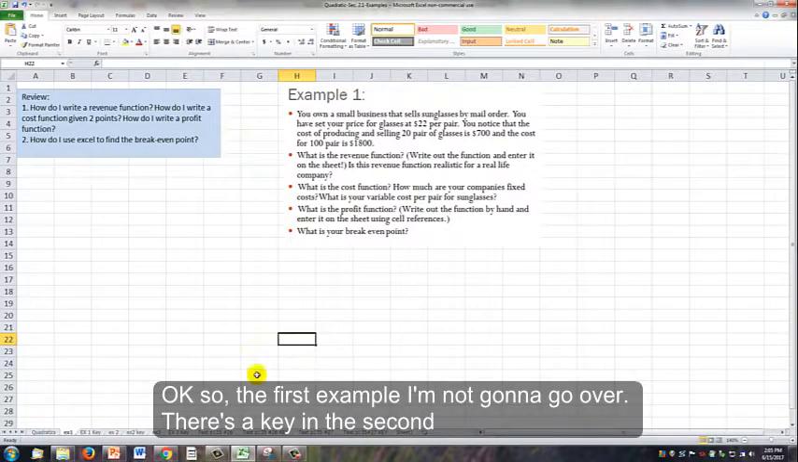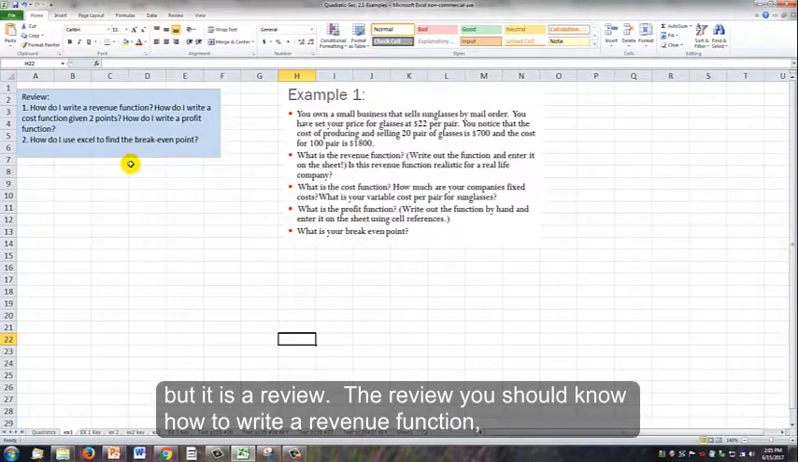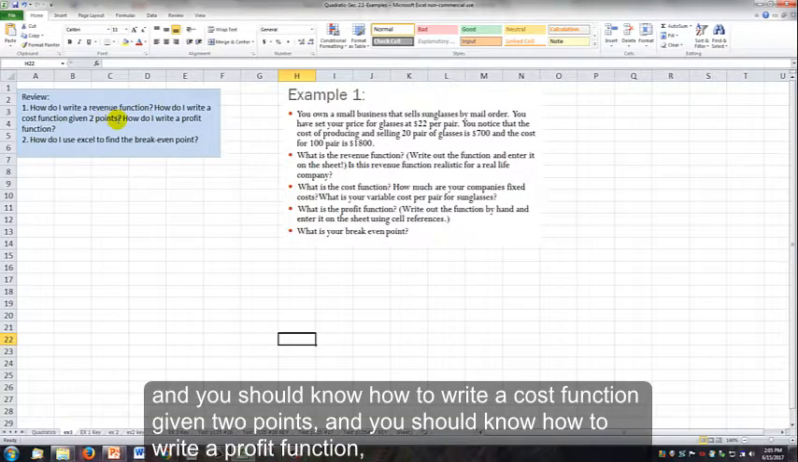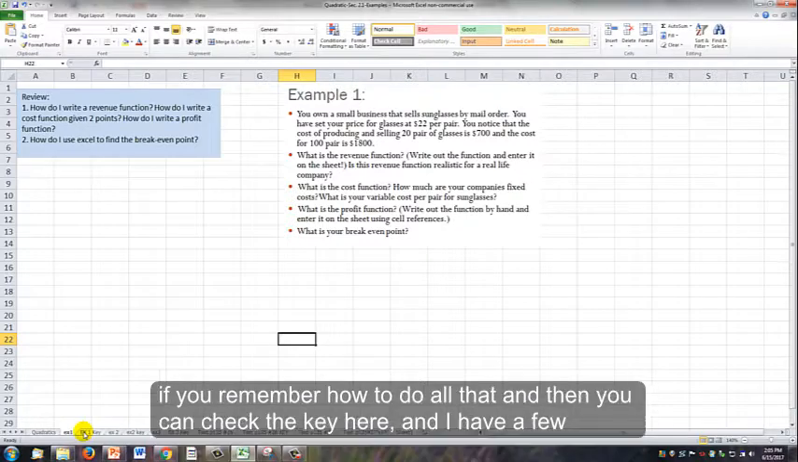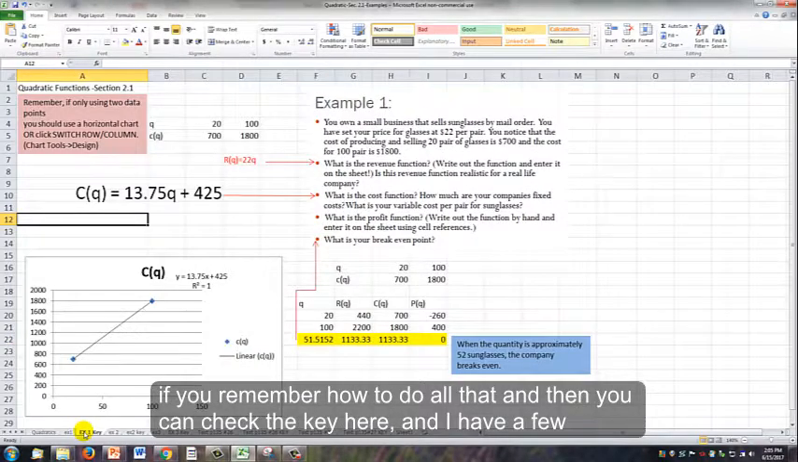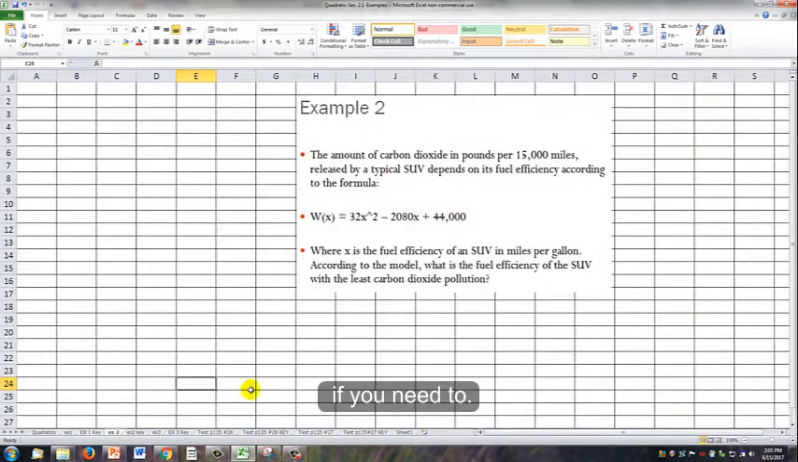Okay, so this first example I'm not going to go over. There's a key in the second sheet, but it is a review. In the review, you should know how to write a revenue function, how to write a cost function given 2 points, how to write a profit function, and then how to use Excel to find the break-even point. So go ahead and try that, see if you remember how to do all that, and then you can check this key here, and I have a few tips that you could work on if you need to.